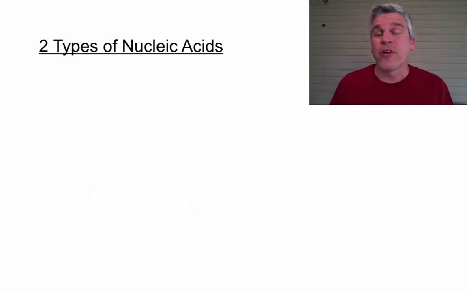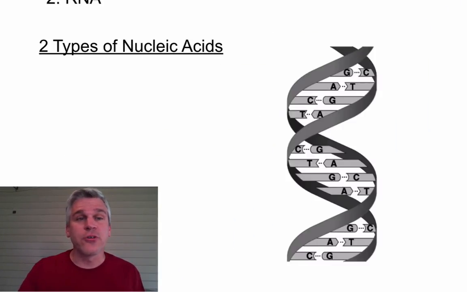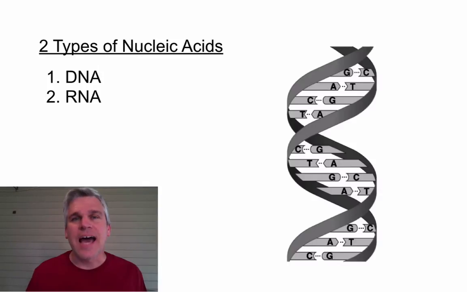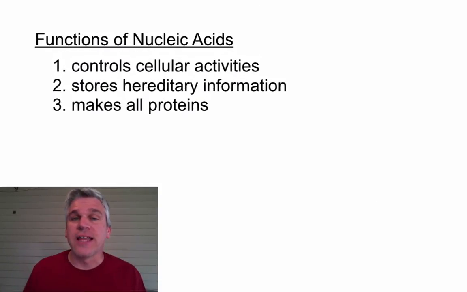Now we have around 100,000 different types of proteins found in the human body, but there's only 2 types of nucleic acids. I'm sure you've heard of these too. There's DNA, deoxyribonucleic acid, and RNA, ribonucleic acid. What do they do for us? Well, they do a lot of things. They control all of our cell activities. Everything that's happening inside the cell is being regulated by your DNA. It stores all of our hereditary information, so all that information that makes you who you are is stored in your DNA, and it will allow you to pass that on to your children.